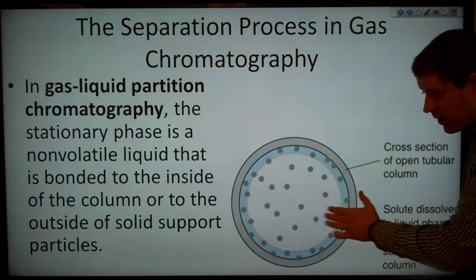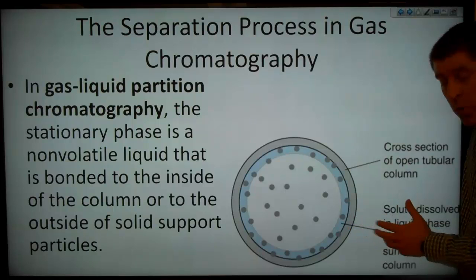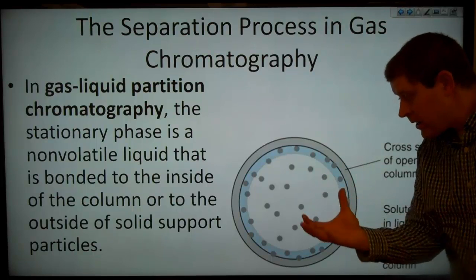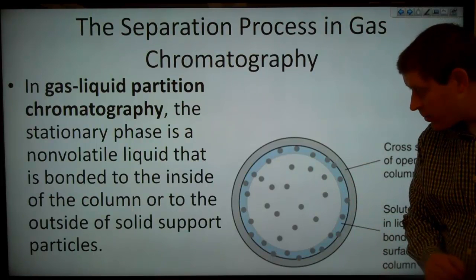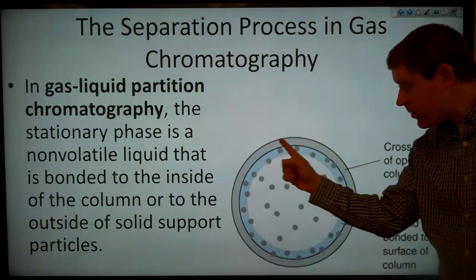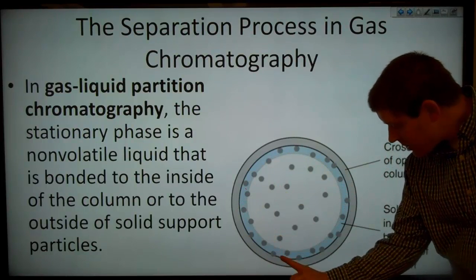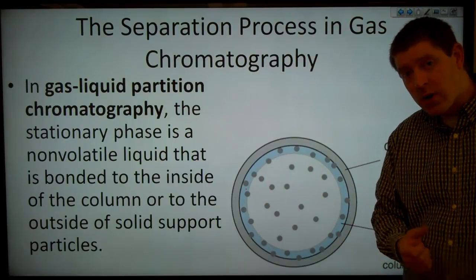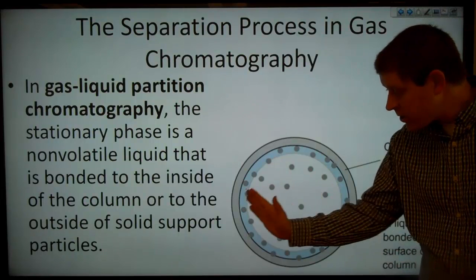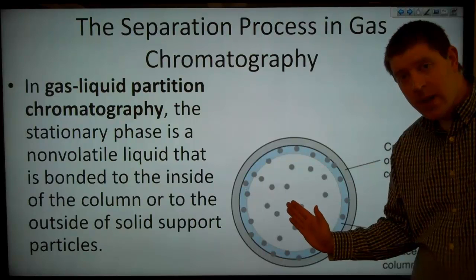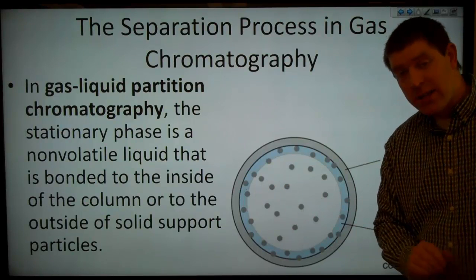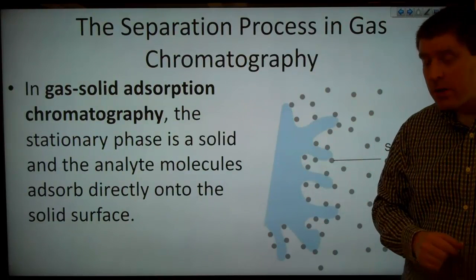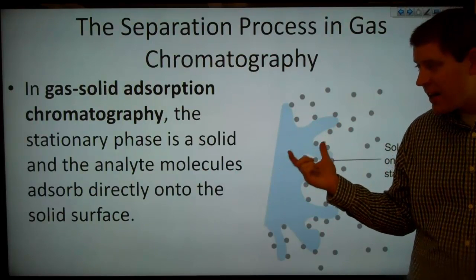So here we have a cross-section of a capillary column or an open tubular column. We've got the central region in white, and that's where the carrier gas is transporting our solutes through. We've got this outer gray circle, that's the column wall, and then this lighter blue circle coating the inside of the column wall, that's where our stationary phase is. And so our solutes are equilibrating between the gaseous carrier gas in the center and that stationary phase coating the outer wall.